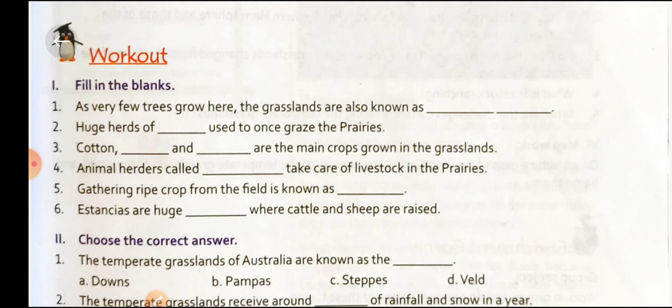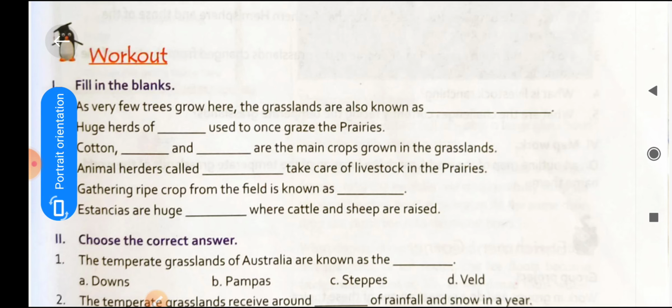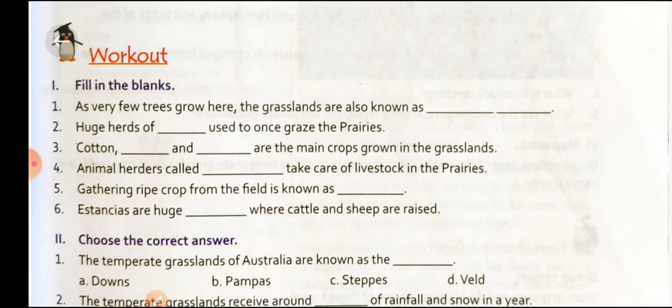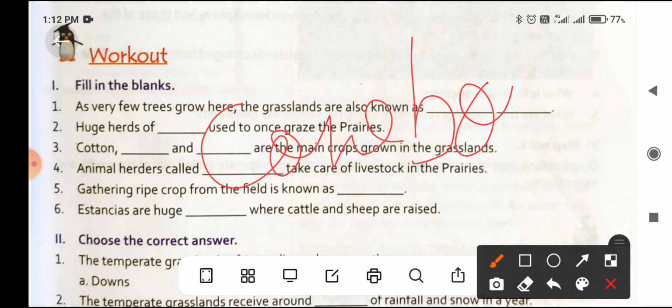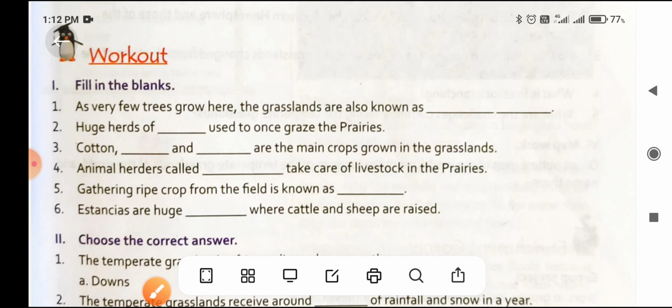Okay, now next: animal herders take care of livestock in the prairies. So what is the animal herder in the prairies called? The answer is cowboys. Cowboys are the ones called in the prairies who herd the animals.